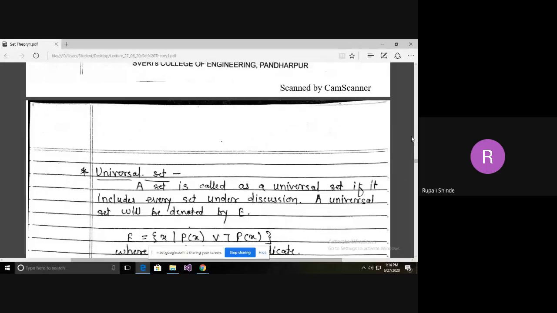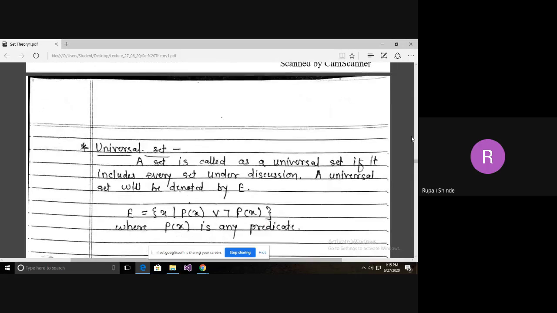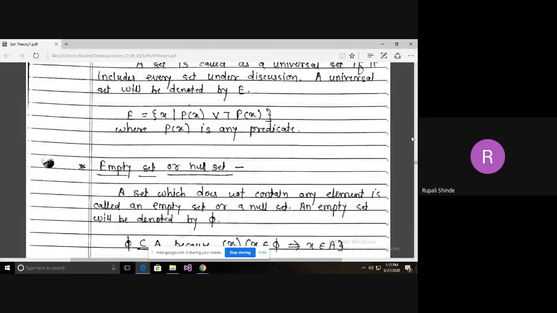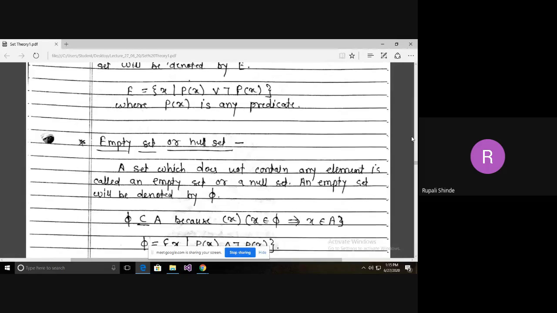After that, we have seen the definition of the universal set. The set which includes every set under discussion is called the universal set, and it is denoted by capital letter E. After that, we have seen the definition of the empty set. A set which does not contain any element is called an empty set, and it is represented by the symbol phi.